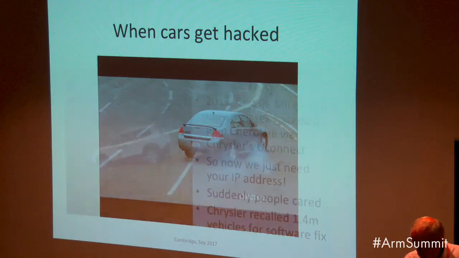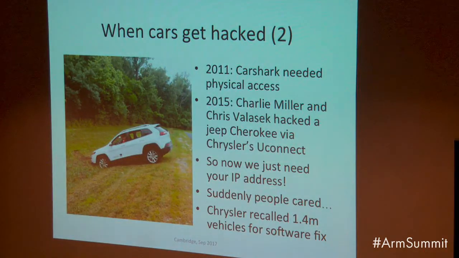That didn't get much industry attention, but what did was 2 years ago when a couple of guys, Charlie Miller and Chris Valasek, hijacked a Jeep Cherokee by using the OnStar radio system in the car itself. So instead of having to hack into the diagnostic port under the car's glove box, all they needed was the car's IP address.